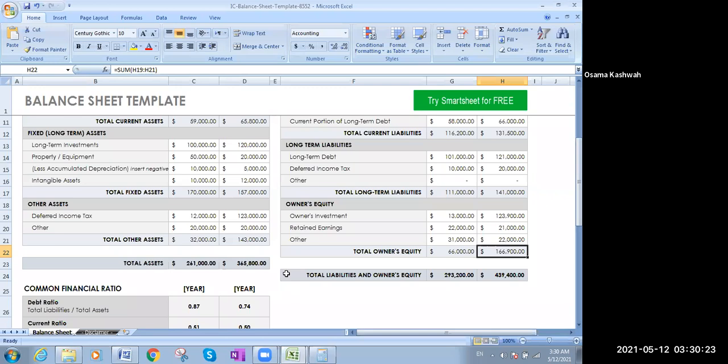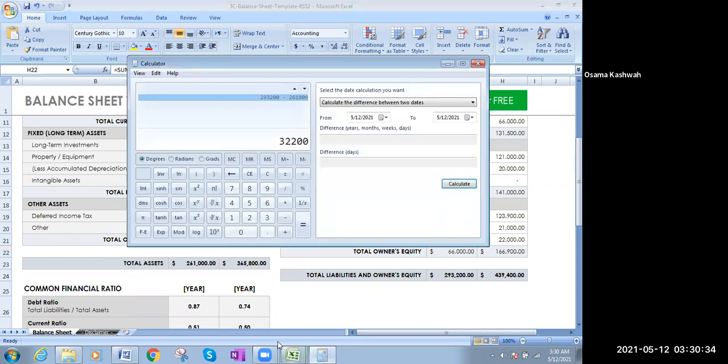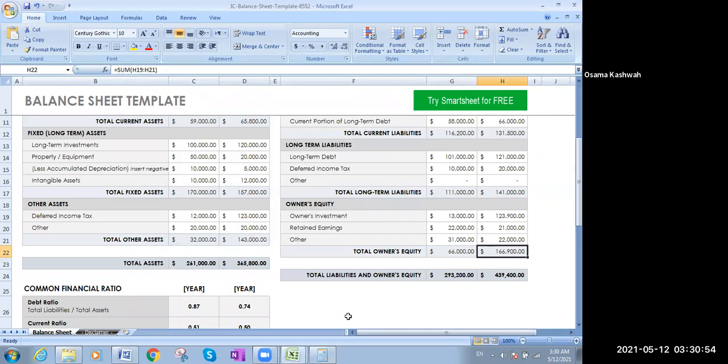Okay, I know that the gap must be filled. So I need to fill the gap with this amount, 32,200. No problem. In that case, I will look for which one is greater here. The greater is 293,200 and the less is here. So I will come here to intangible assets, and I will add this amount.